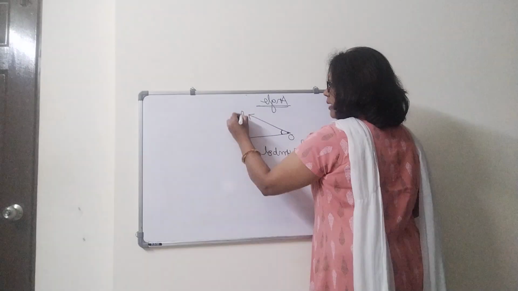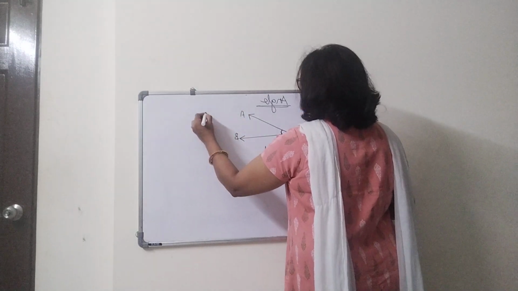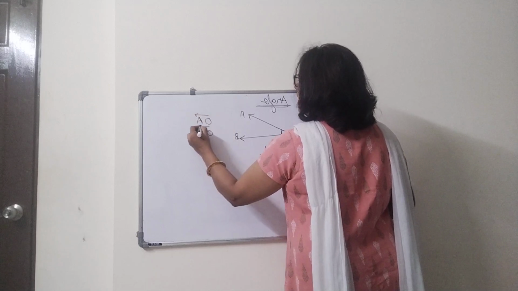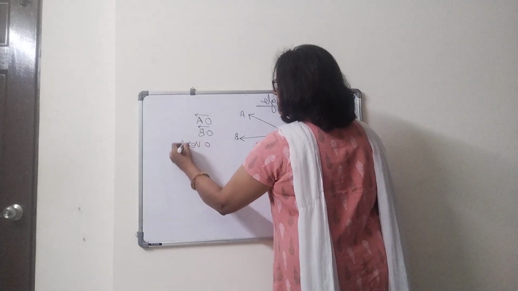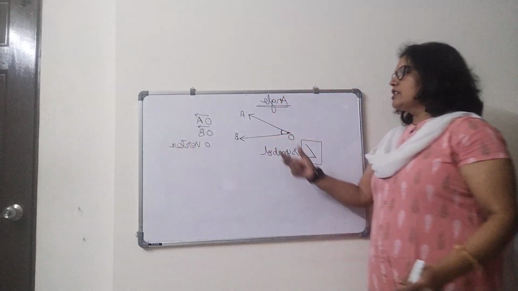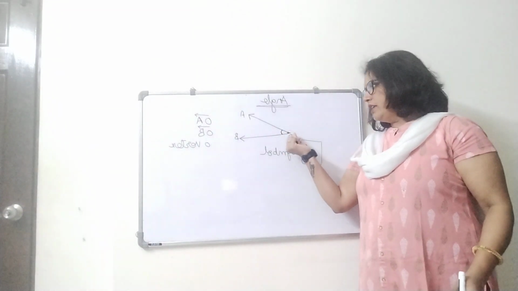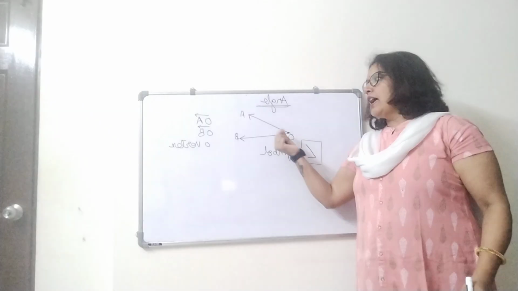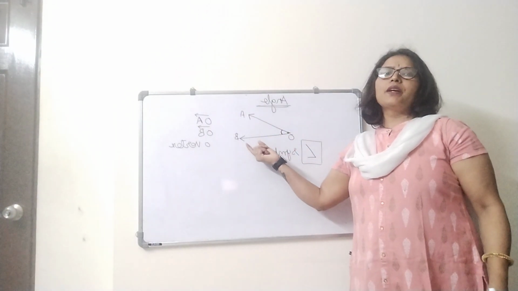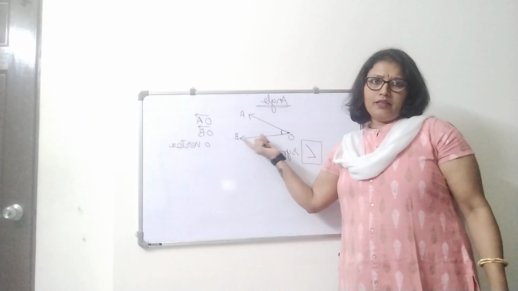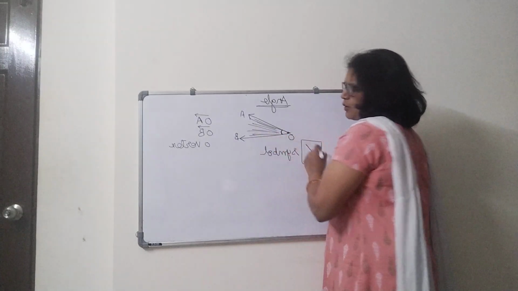Suppose here there are two arms, OA and OB. These are the two rays, or we call them two arms, and O is the vertex. When these two arms, this one arm and this another arm, meet at a common point, that point is called a vertex, and whatever angle forms, that is called the measure of the angle.